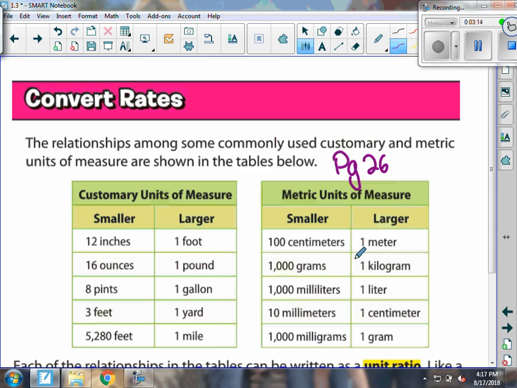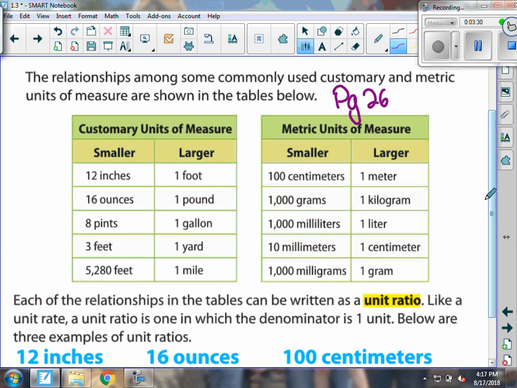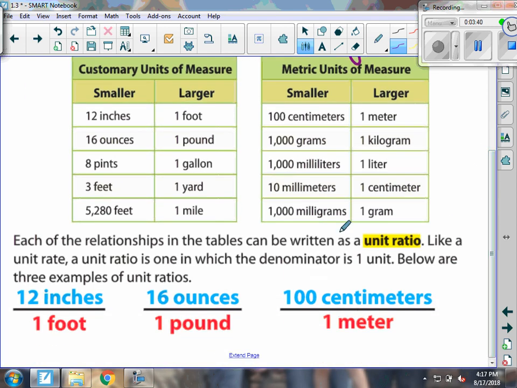100 centimeters is equal to 1 meter. 1,000 grams is equal to 1 kilogram. 1,000 milliliters is equal to 1 liter. 10 millimeters is equal to 1 centimeter. And 1,000 milligrams is equal to 1 gram. So each of the relationships in the table can be written as a unit ratio. So again, over 1. And then we see examples of this right here. 12 inches over a foot, 16 ounces over a pound, and 100 centimeters over a meter.